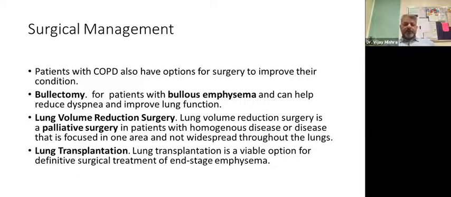So as I said, medical therapy, we talked about bronchodilators, we talked about using spacers, we talked about steroids, we talked about exacerbations, we talked about oxygen therapy. Surgical management. Sometimes bad COPD patients may only be left with a surgical option to improve their outcome. Bullectomy. Now, what is bullectomy?